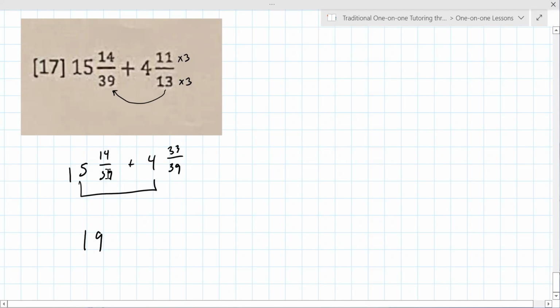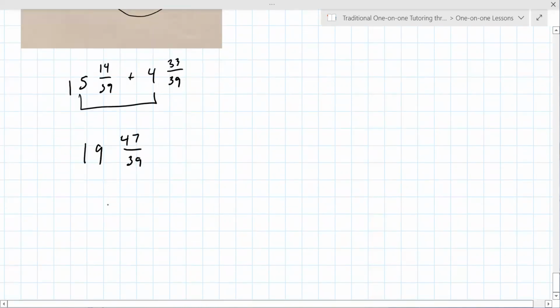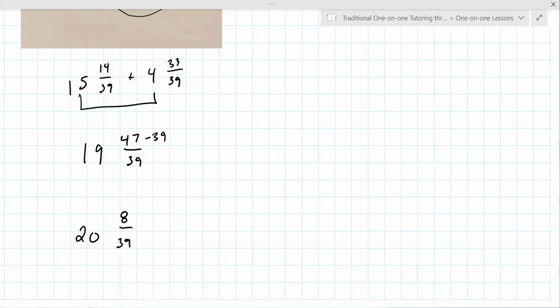The problem though is that you're going to get a number on top that fills up the whole denominator, so you have to reduce it. It becomes 20, and then you subtract the denominator from the top number, which is not 12, it's 8. Well, then you could reduce it. Yeah, you're right.